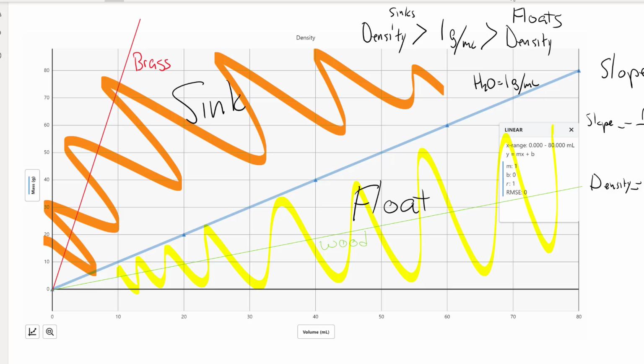it floats. Wood down here has a much lower slope than 1, something around 0.4-ish potentially. In this case, about 1/2, the way I drew it. That would be an object that would definitely float in the water. The brass, on the other hand, has a slope of about 8, and that would definitely sink because it has a greater density.